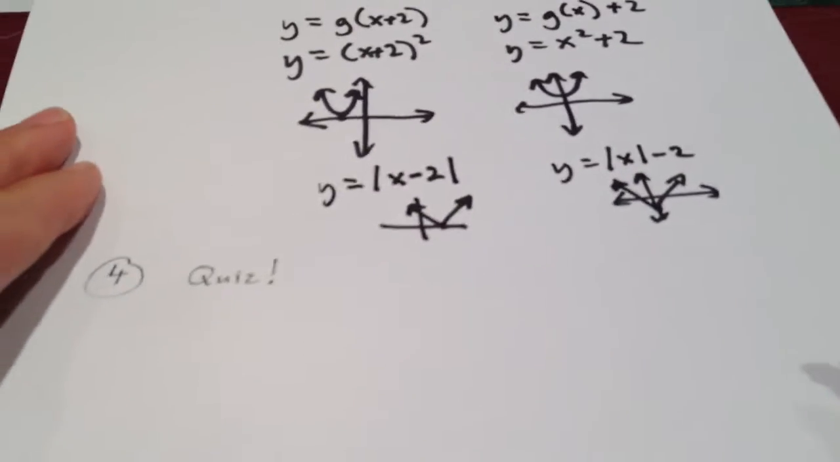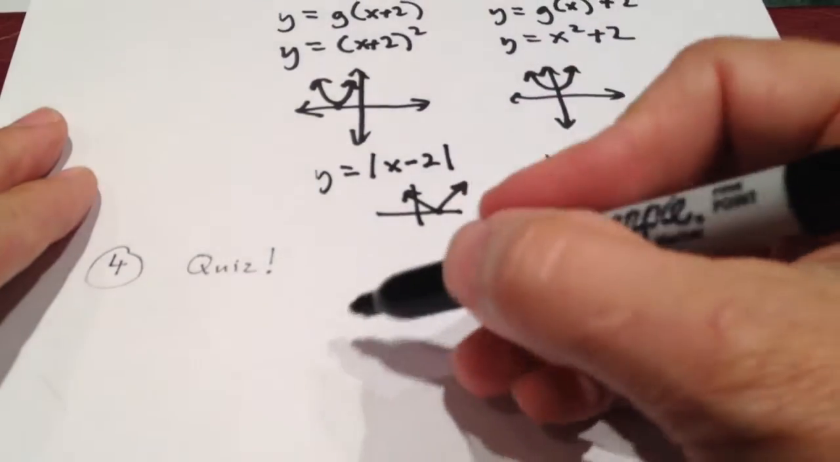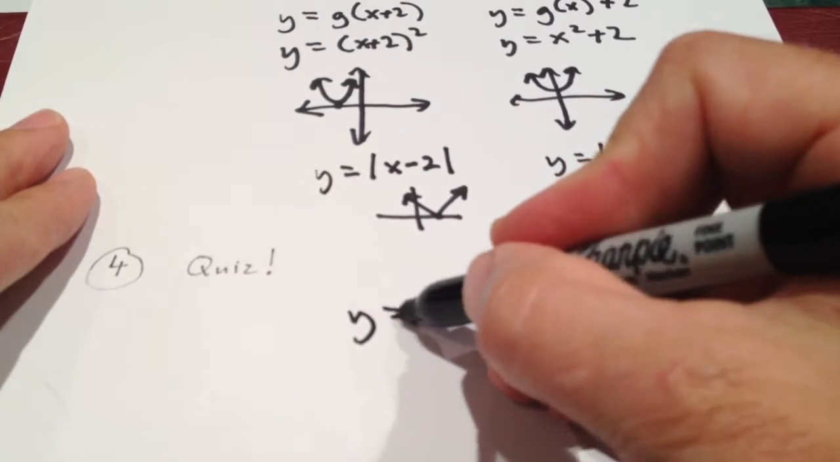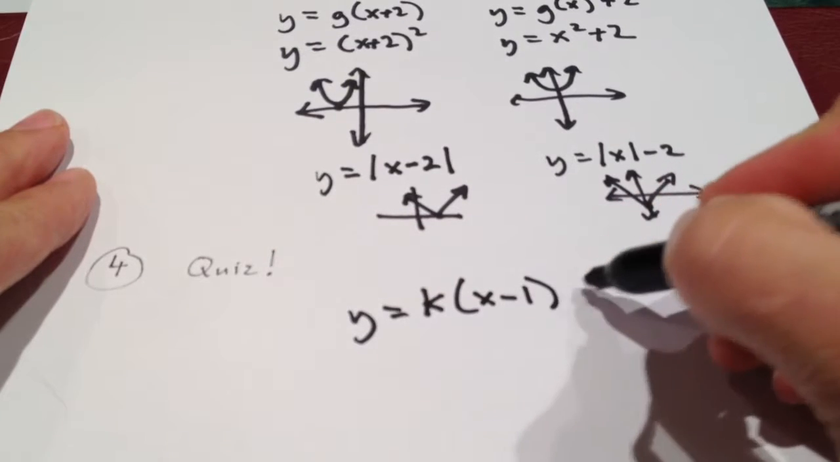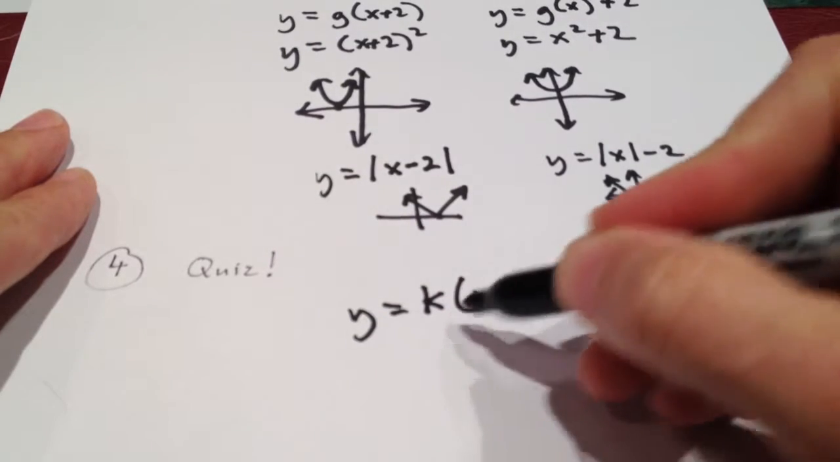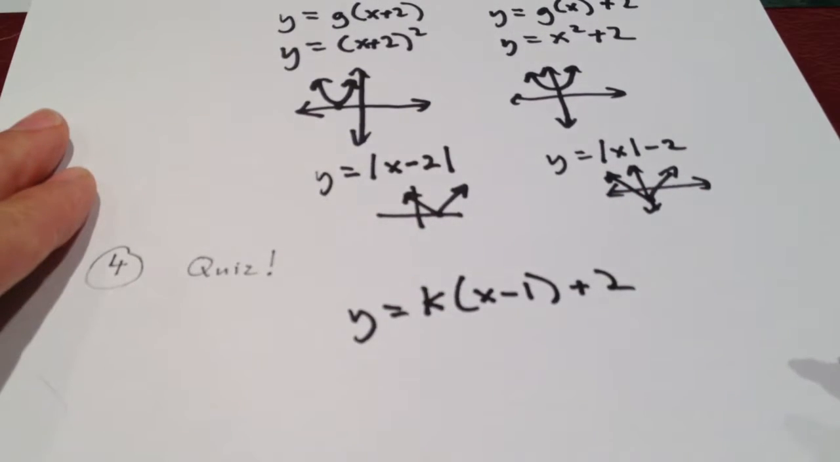All right, quick quiz. So let's do it with, let's say, y equals k of x minus 1, plus 2. Reminding that's the square root function. What's that going to look like?